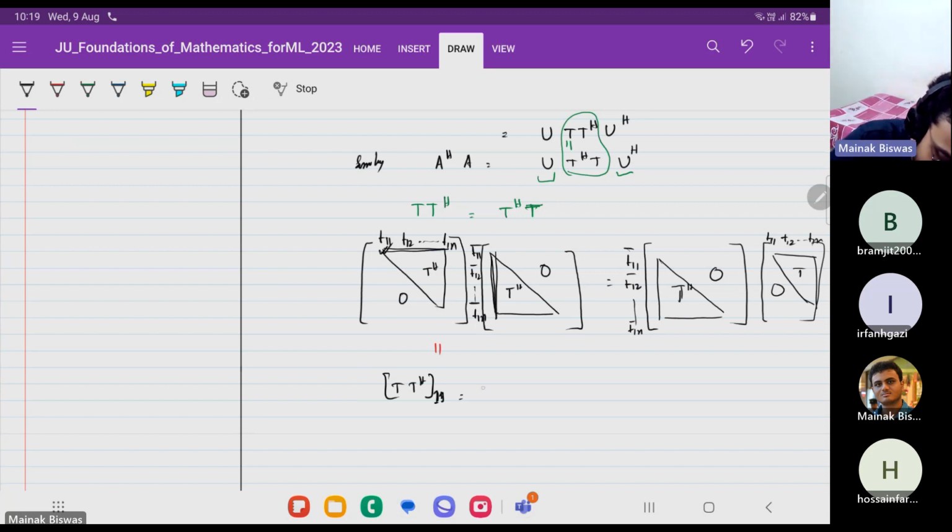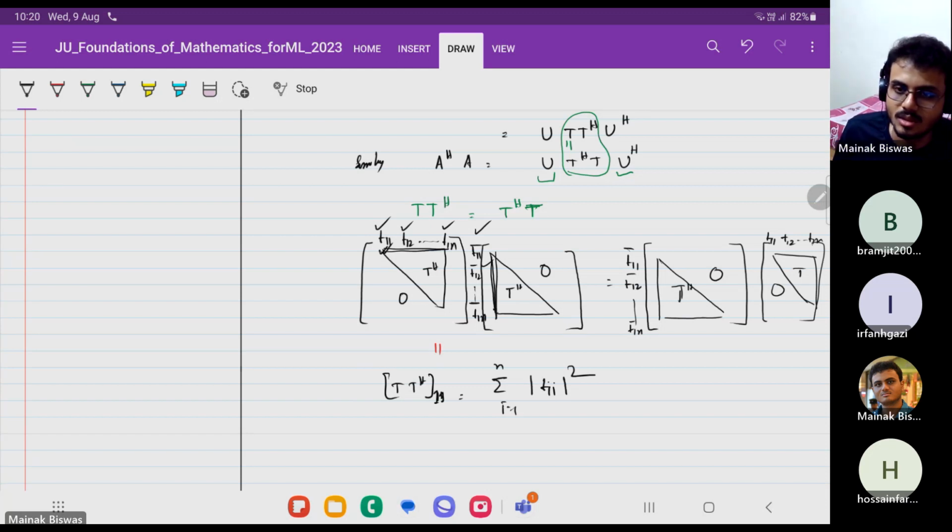Now do you see the first term of T T Hermitian, the 1,1 element? What is it? It's the summation of T1i square, i equal to 1 to n, right? This into this, this into this, and so on will sum up, right? Yes. And that has to be equal to, what is this first element? Only these two products, right? Because these are all 0. Correct? This has to be equal to only that.